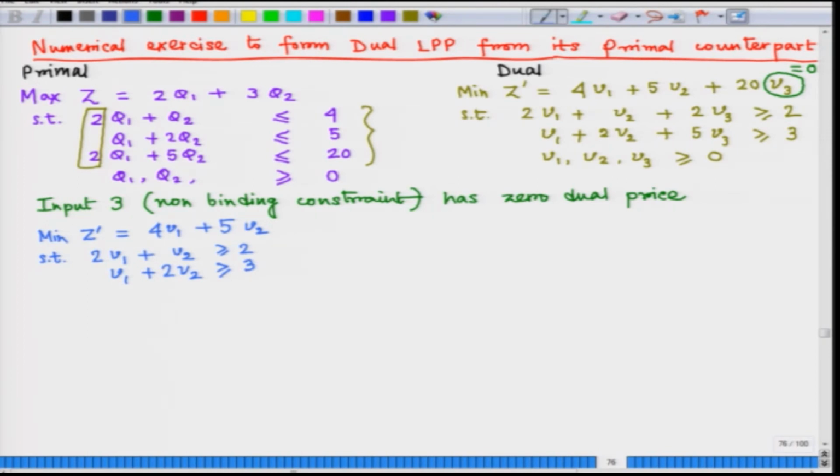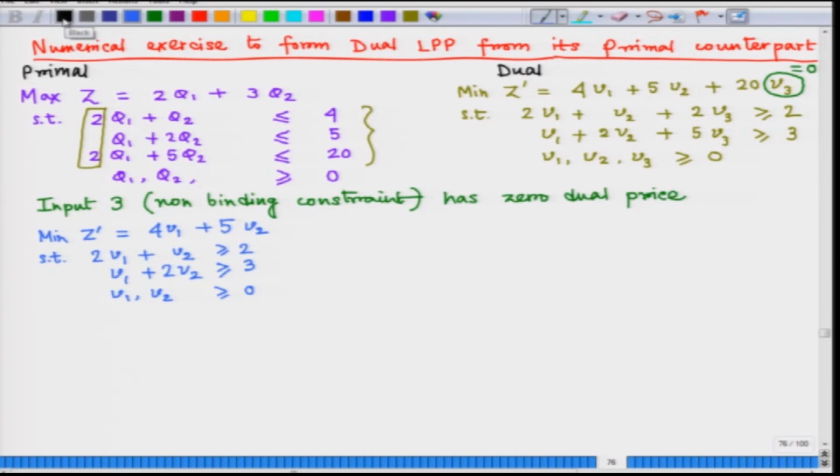okay. And I know I am not writing the well, let me write. So, this will complete our dual LP problem. Now, we will see how graphically we can solve this dual LP problem.